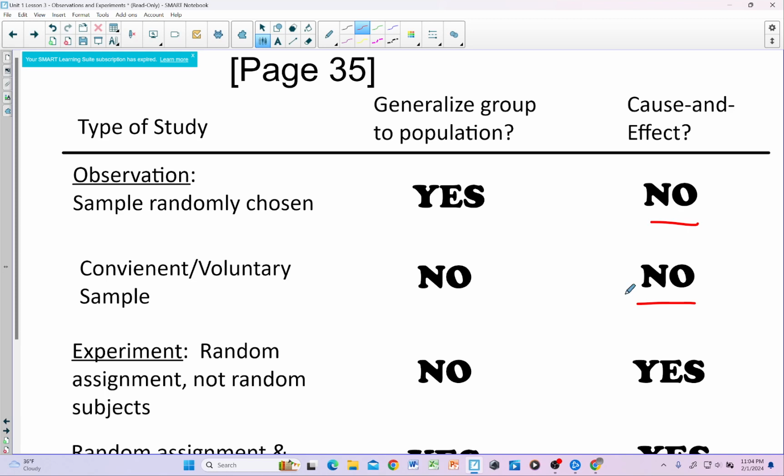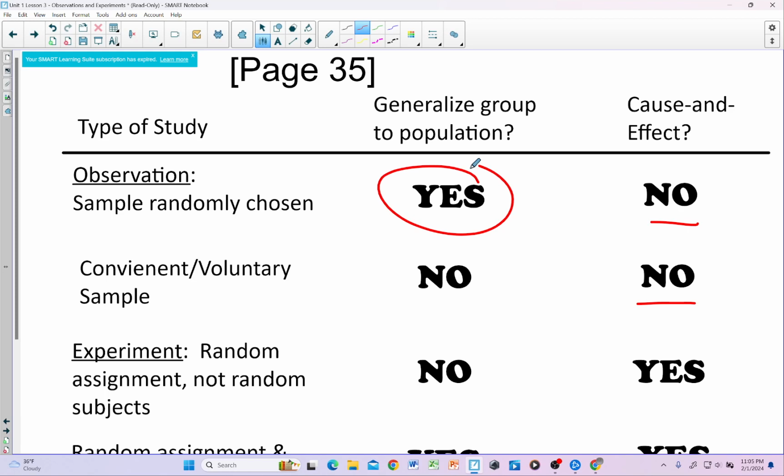You cannot determine, even if you see a very obvious trend, you don't know that that variable is causing the results that you see without an experiment, because you don't know what else those people with that effect have in common, not without getting deeper into more information. Now, that being said, an observation is useful to generalize the group to the population.